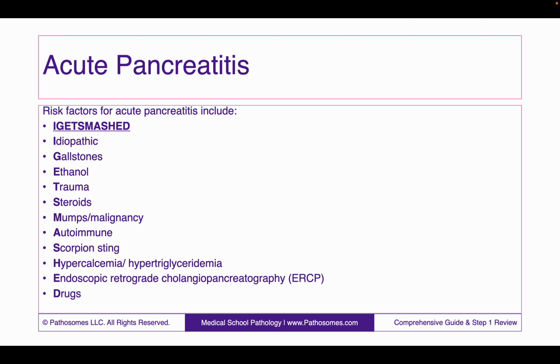And what does that mean? Well, let's break it down here. Idiopathic causes, gallstones, as we know, ethanol, as you know, trauma, steroids, right? Mumps and malignancies. Autoimmune conditions are associated with acute pancreatitis. The rare scorpion sting for my friends out in Vegas.